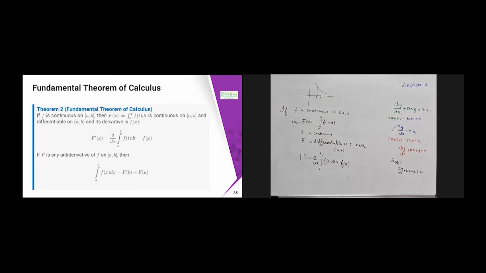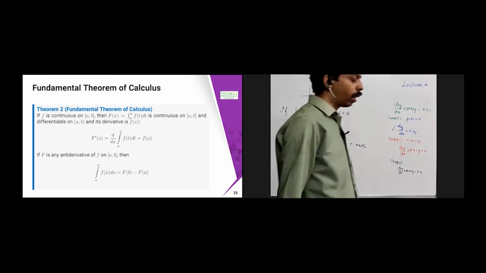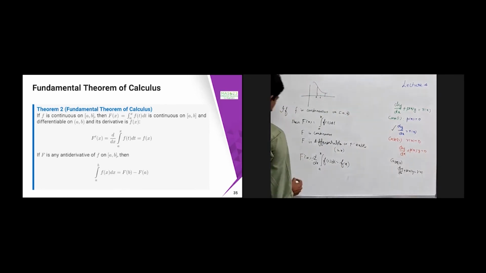Suppose capital F is any antiderivative, not only this one, on [a, b]. Then you are going to get the second part of the fundamental theorem of calculus, which says the integral of f of x dx from a to b is F of b minus F of a.